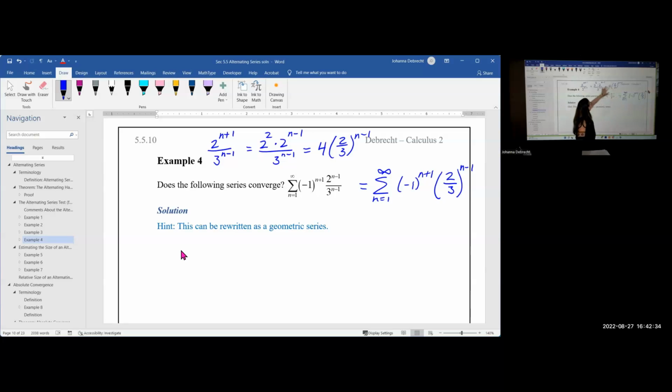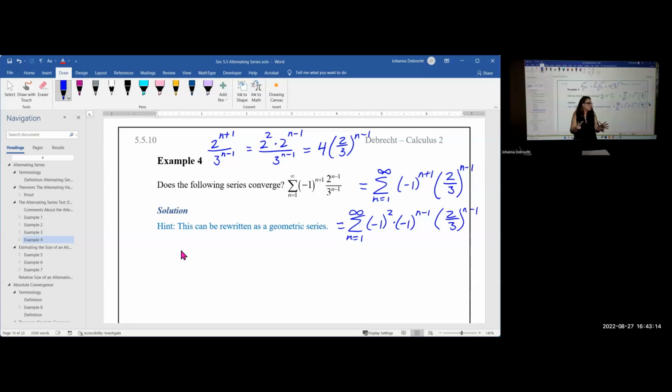I can do the same trick I did in the numerator here, with the -1 to the n plus 1. In other words, I can split this and rewrite it as the infinite series from 1 to infinity of (-1) squared times (-1) to the n minus 1 times (2/3) to the n minus 1. Now, is that allowed? Yes. The bases are the same, both -1, so I add the powers. 2 plus n minus 1 gives me n plus 1. So these are equivalent.